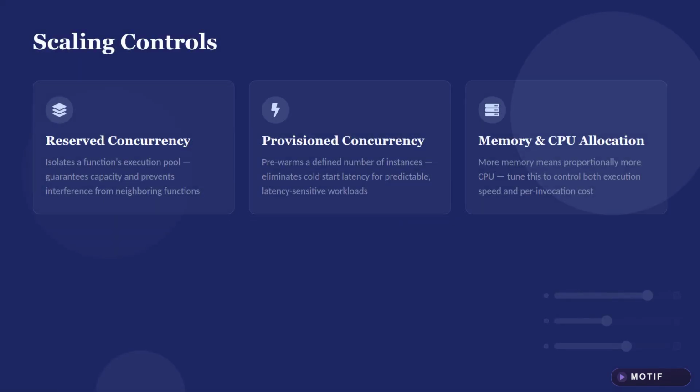Serverless platforms expose 3 primary controls for scaling behavior. Reserved concurrency gives a function its own slice of the account's concurrency pool, preventing other functions from starving it. Provisioned concurrency pre-initializes instances to eliminate cold starts for latency-sensitive workloads. Memory allocation governs CPU proportionally. Doubling memory roughly doubles compute throughput.